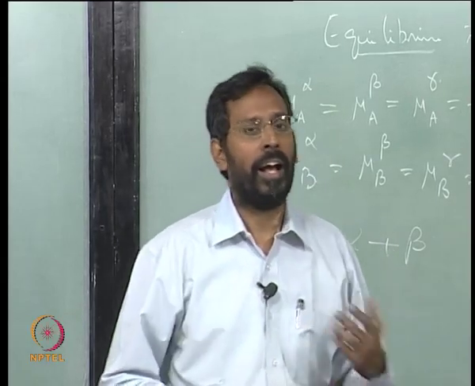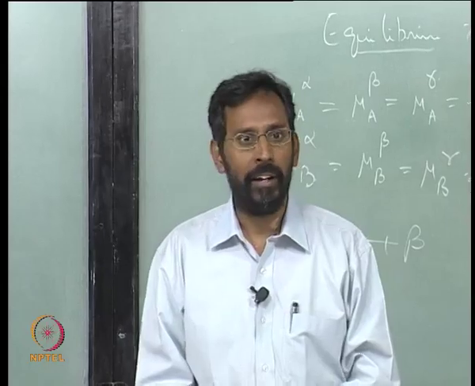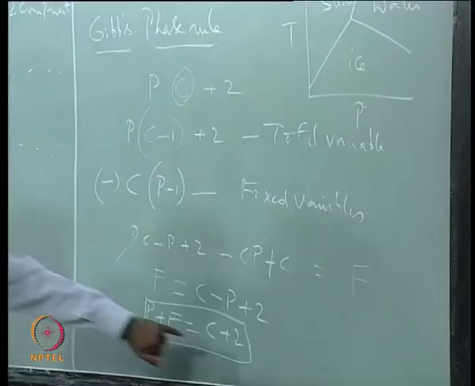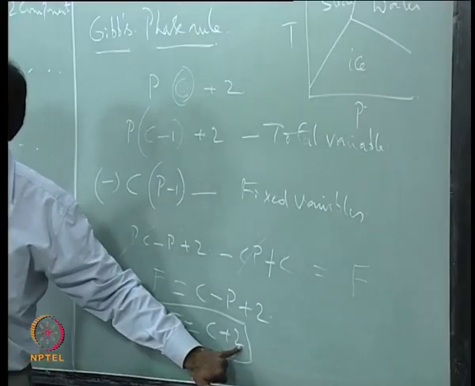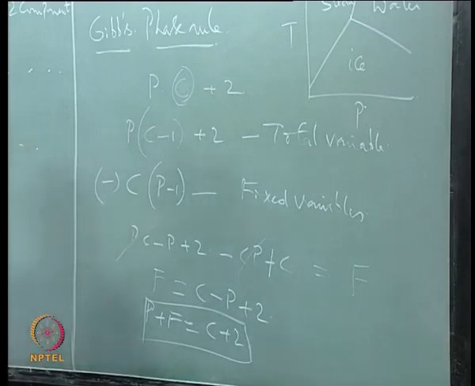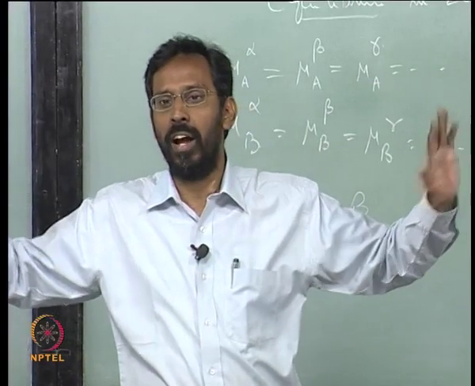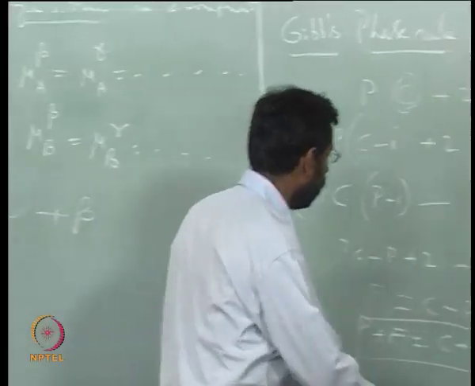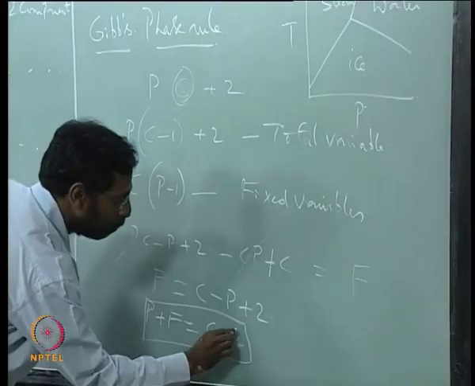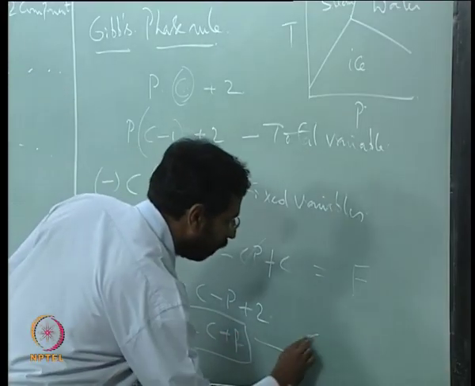what is also called the condensed phase rule, where we keep one of these two variables, the pressure, constant, because most of our systems and processes occur at atmospheric pressure. I need not define pressure; pressure is fixed, and once I fix the pressure, this becomes P plus F equal to C plus 1. That is what is called the condensed phase rule.